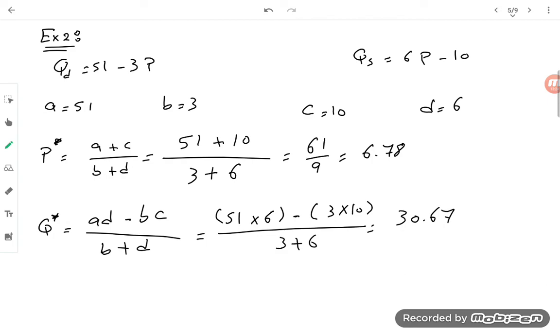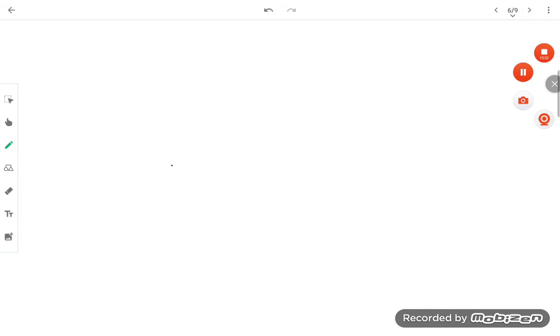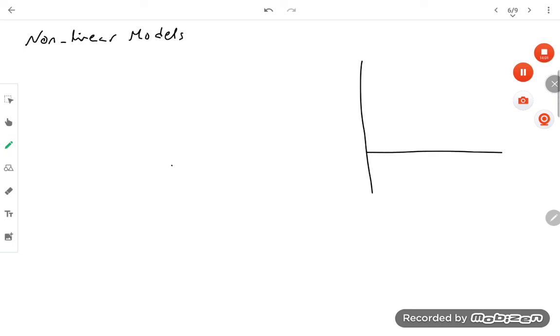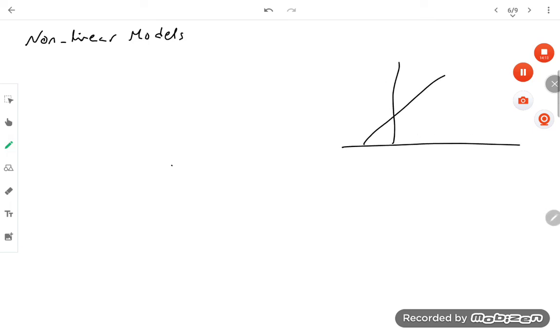Okay, this is the case of equilibrium in case of linear models. What about the nonlinear one? In case of nonlinear models, we have more than one intersection, more than one equilibrium point. In this case, the demand or the supply curves are nonlinear. So this is, for example, the supply curve, and this is the demand. So we are going to have two intersection points, two equilibrium points. So we have to find the two equilibrium points.